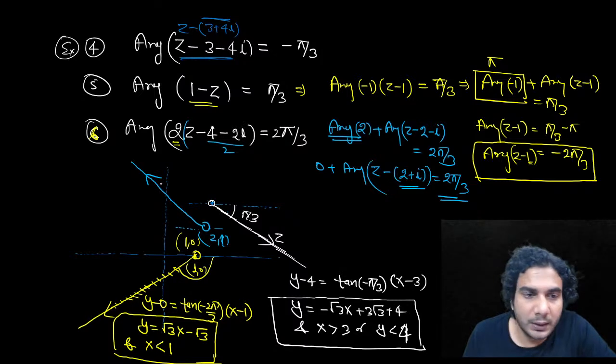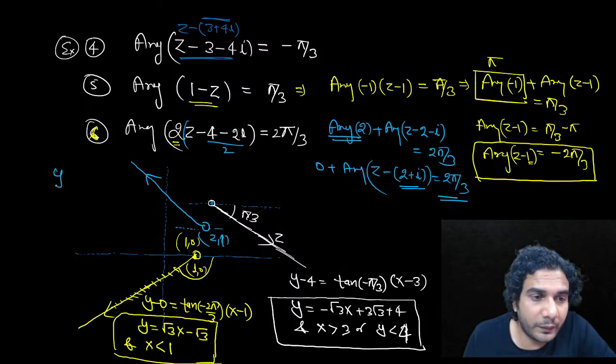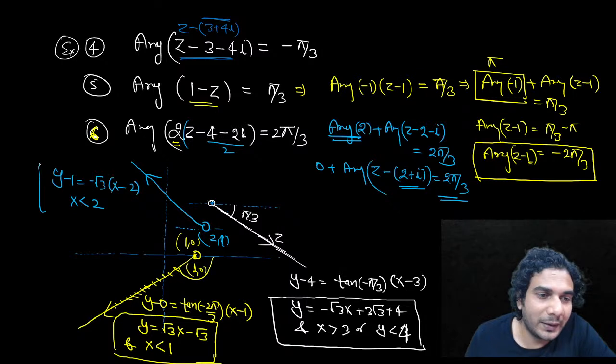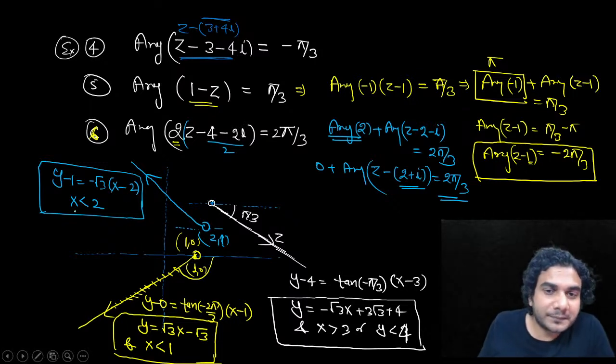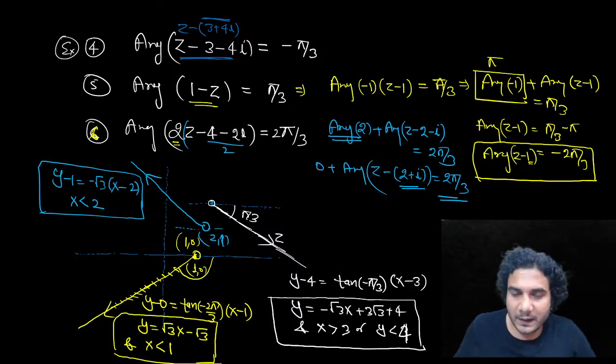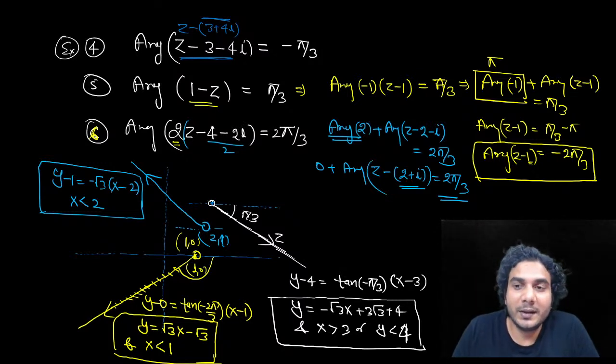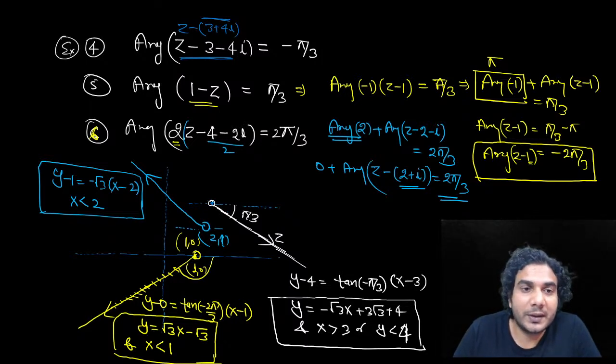So 2 comma 1, and now the Cartesian equation. The Cartesian equation will be y minus 1 is equal to tan 2 pi by 3, which is minus root 3, into x minus 2. All right, and what is the condition on x? x will be less than 2, because the line is going towards the left side. So this is the sixth one. If you got the rays, how to plot them, I hope it is clear. All types of examples we have done. Now you can plot any such locus of z.